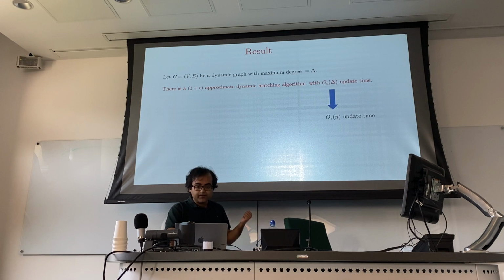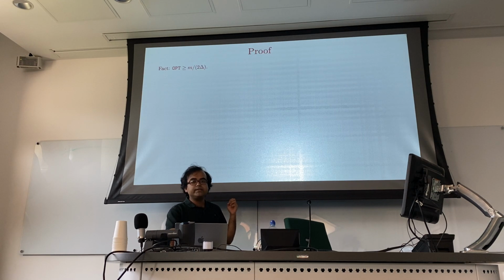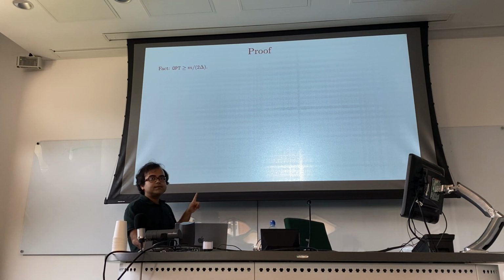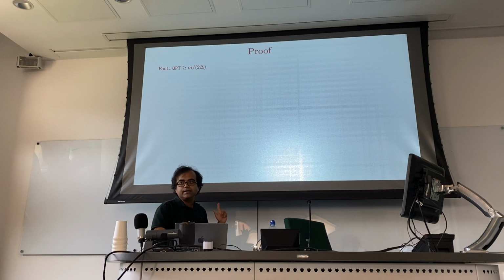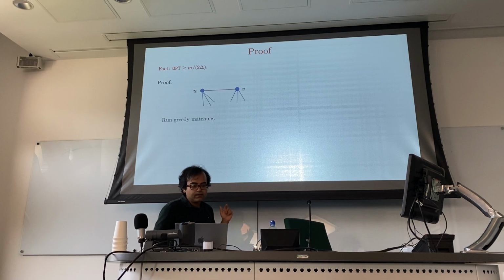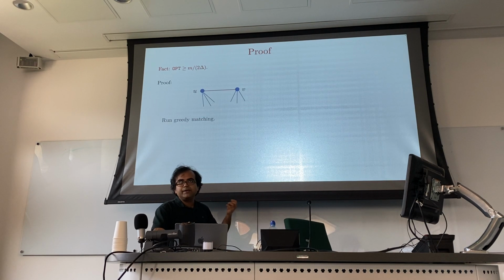So how does this work? We just need to start with a basic combinatorial fact: in any graph with m edges, the size of the maximum matching is at least m over 2 delta. And why is this true? You just run the basic greedy algorithm for getting a matching.